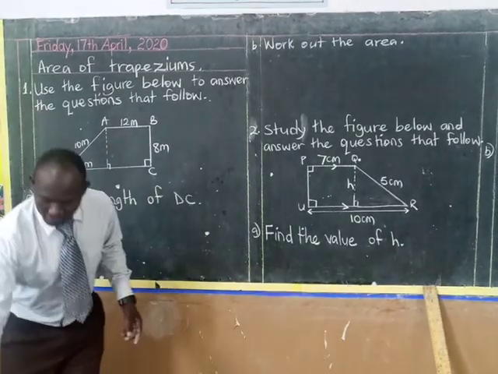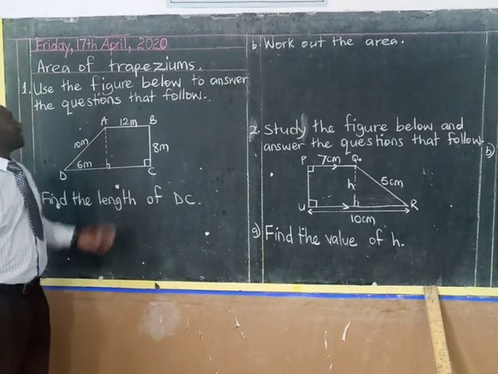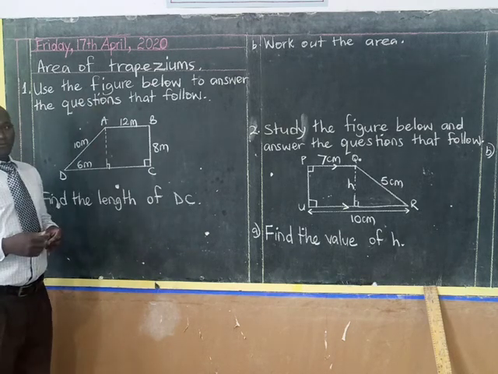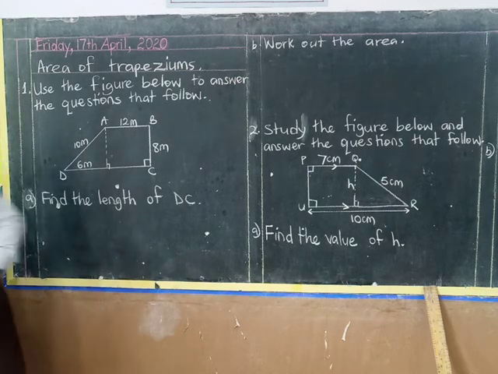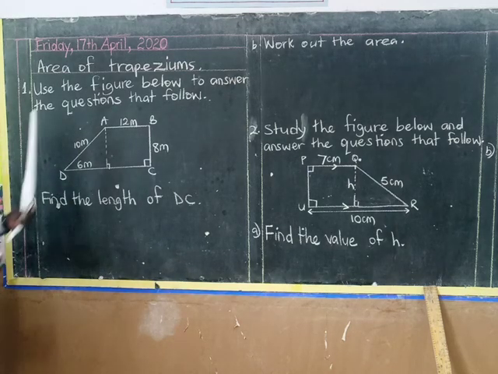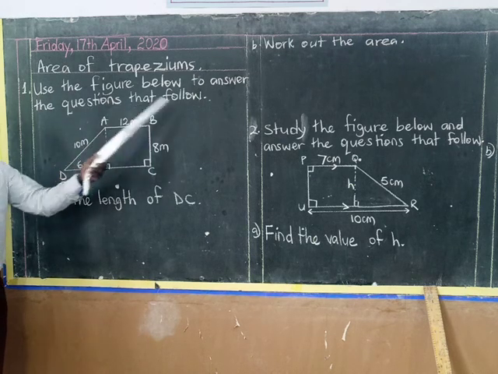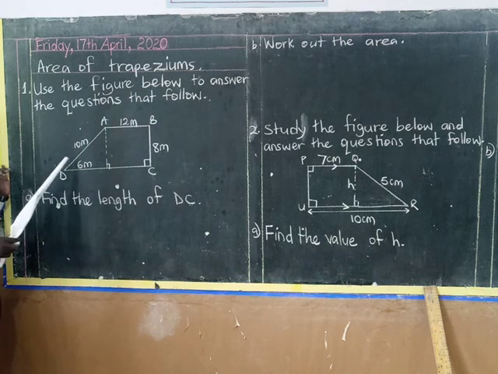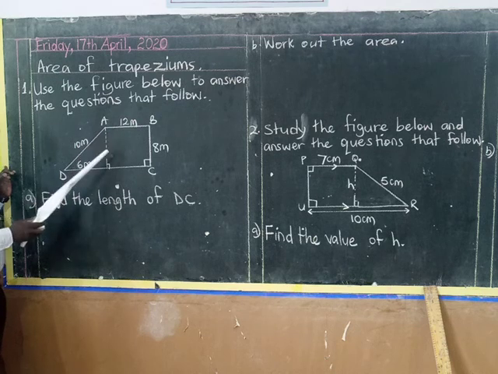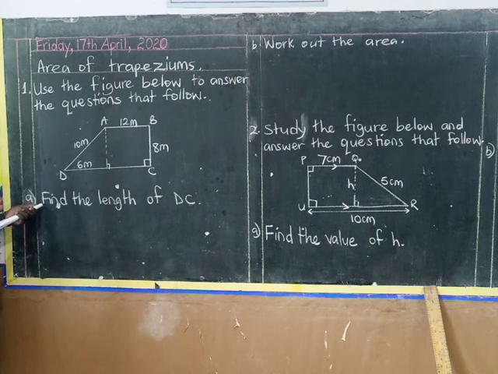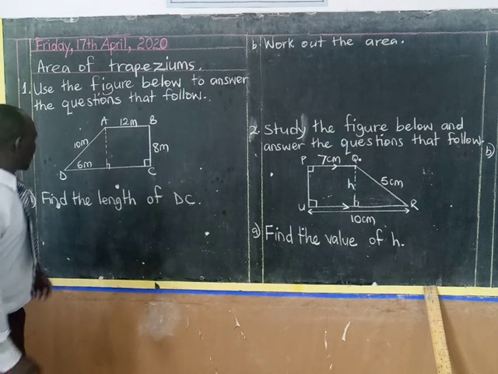Okay, let's now look at our next subtopic, which is still about area of trapezoids. And we have this instruction that we use the figure below to answer the questions that follow. Here is our figure. This is a right angled trapezium whereby we have A, B, C, D. And the question here is find the length of DC.